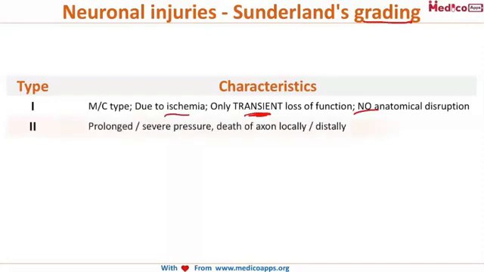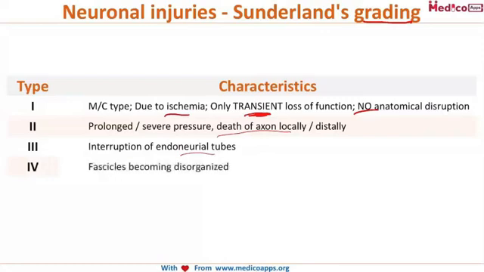Grade 2 is a prolonged or severe pressure to the nerve resulting in death of axon locally or distally. Grade 3 includes an interruption of the endoneural tubes. In grade 4, the fascicles become disorganized, and in grade 5, you can easily understand, this will be the complete transection of the nerve fibers. This is the Sunderland's classification.